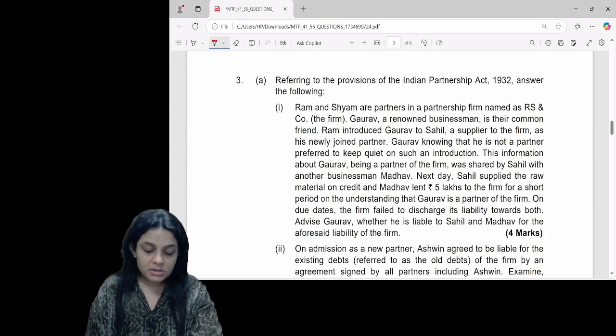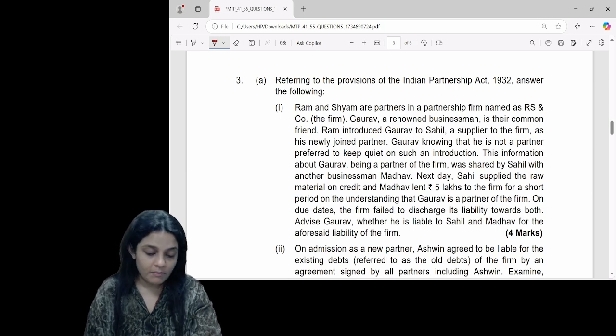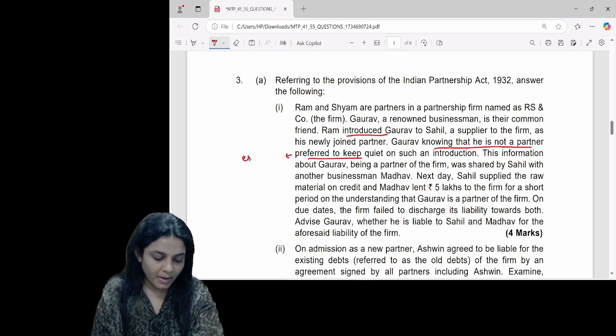Ram and Shyam are partners in a partnership firm named RS and Company. Gaurav, a renowned businessman, is their common friend. Ram introduced Gaurav to Sahil, a supplier, as his newly joined partner. Gaurav, knowing that he is not a partner, preferred to keep quiet. This is what? Partnership by estoppel.